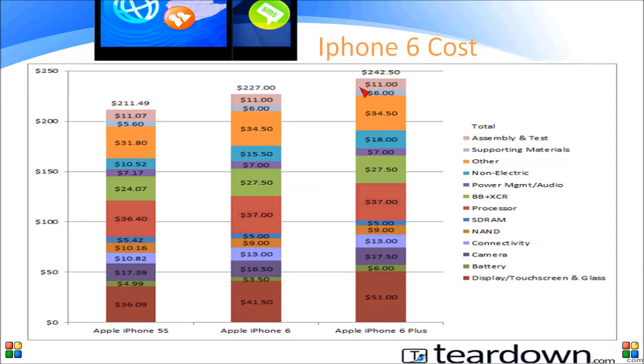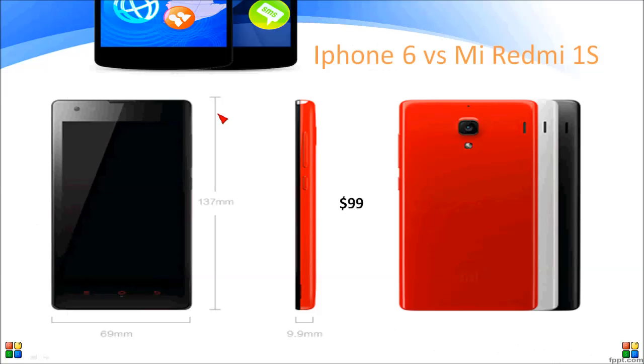But if we look at this diagram from teardown.com, we can see that actually the iPhone is costing Apple more than $200. It's actually costing Apple $227. So this raises a question. If Apple pays $227 to make a phone with these specifications, then how can Xiaomi make a similar phone, definitely of lower quality, it's just actually lower quality and a bit thicker. It's not really much lower in specifications.